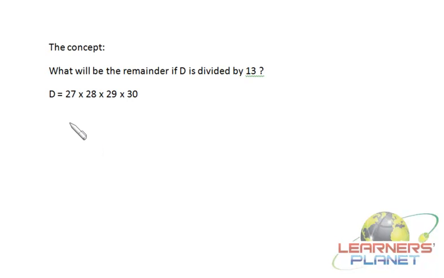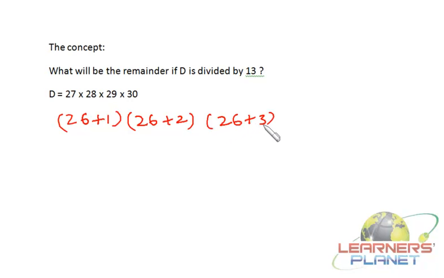Now, if 27 is divided by 13, we'll get the remainder as 1, since 27 is 26 plus 1. Similarly, if we divide 28 by 13, we'll get the remainder as 2, since it is 26 plus 2. Then it is 26 plus 3, and then it is 26 plus 4. So if we multiply all these numbers, all the components will be divisible by 13 except the product of 1, 2, 3 and 4.